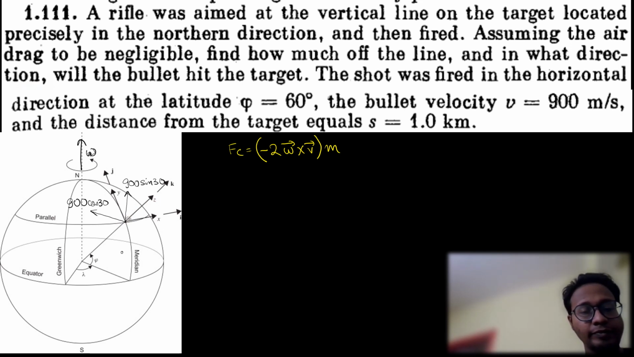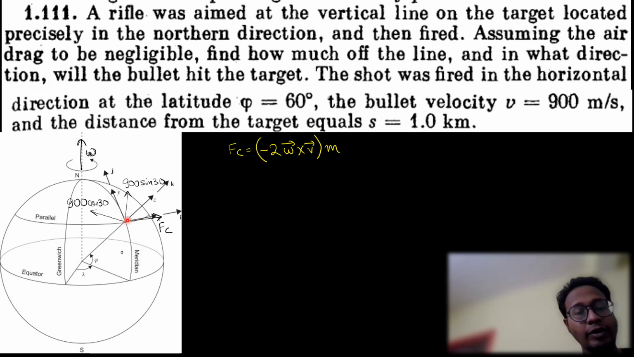Okay, so towards x-axis. So Coriolis forces would be towards x-axis. This is the direction of Coriolis force. And what is the direction of centrifugal force? The direction of centrifugal force is directly opposite to the direction of this 900 cos 30. Okay, that would be the direction of centrifugal force.